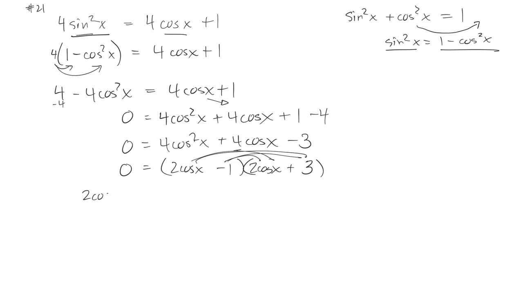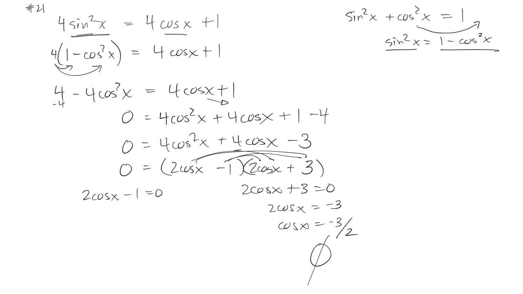So I have 2 cos x minus 1 equals 0, or 2 cos x plus 3 equals 0. Let's start with this one on the right. 2 cos x equals negative 3. Cos x equals negative 3 over 2. And then if you try to arc cos that, this one will come out undefined. So it doesn't work. Let's go to the other side.